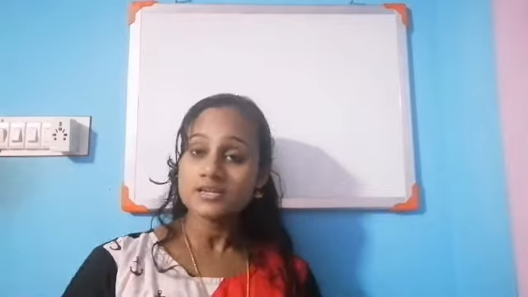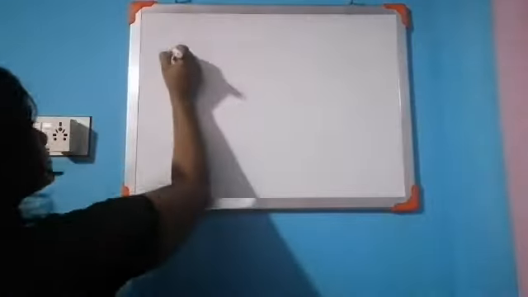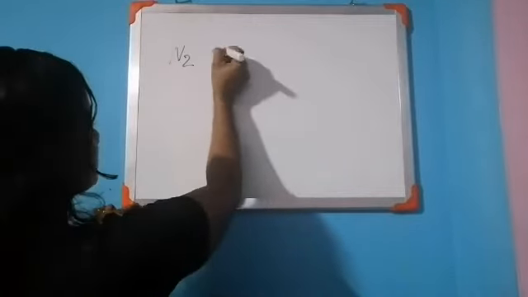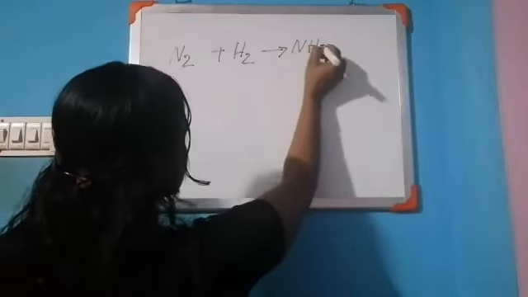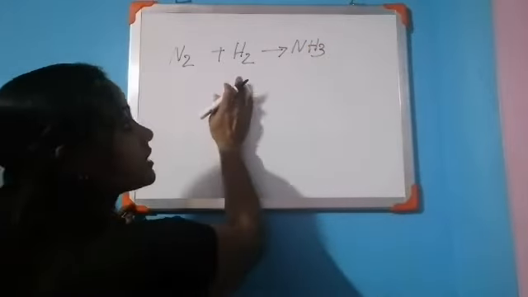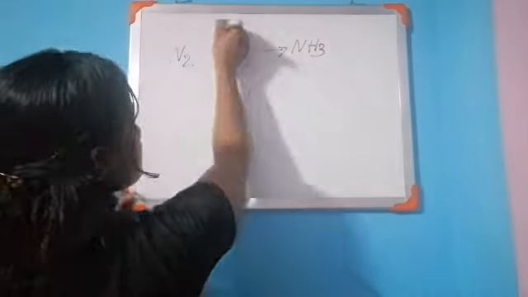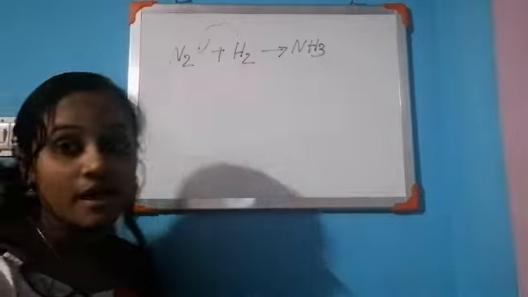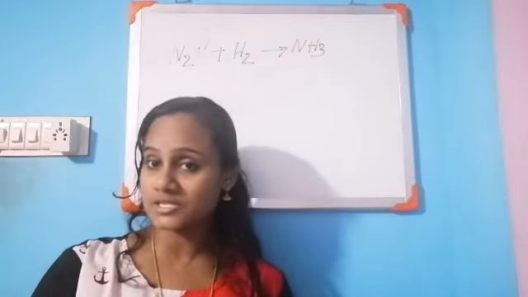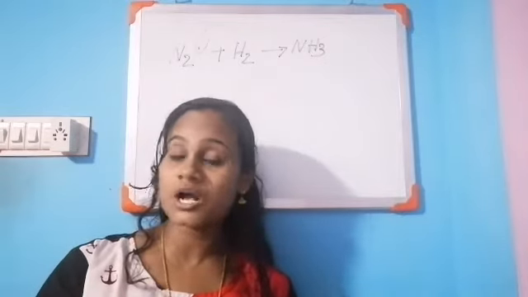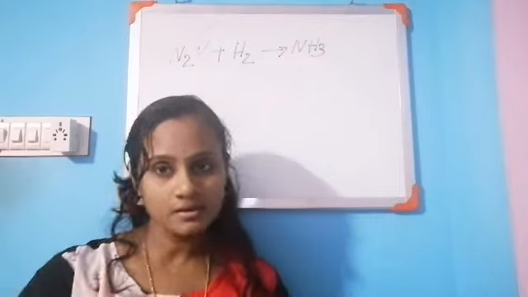Nitrogen N2 reacts with hydrogen to form ammonia NH3. Here hydrogen is added to nitrogen. So this reaction is reduction. Addition of hydrogen is reduction.